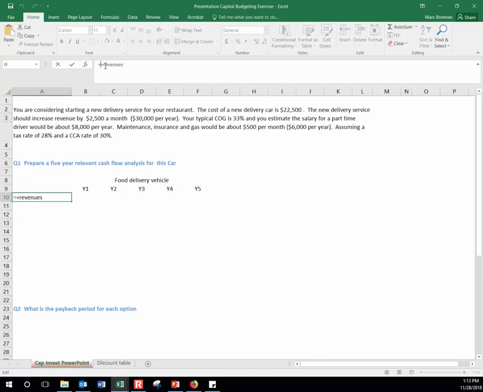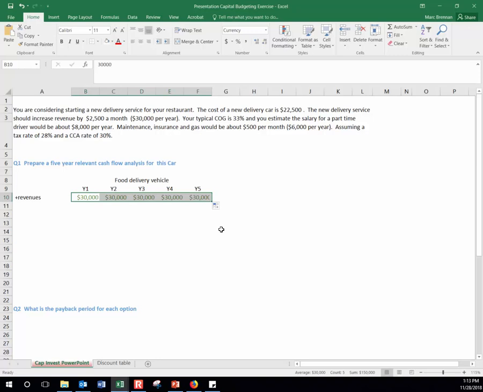Now it's going to increase revenues by $30,000, and it's going to be the same every year. Don't mind me, I'm just going to use Excel to my advantage. So it's going to be a positive increase of $30,000.